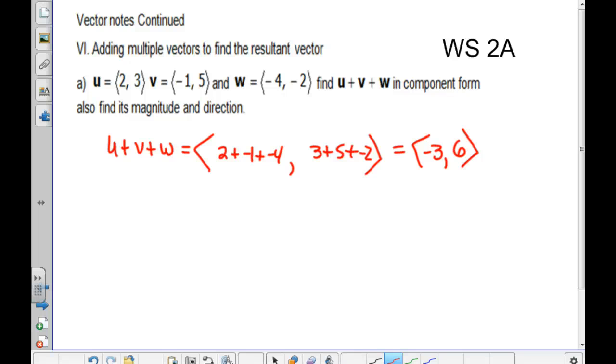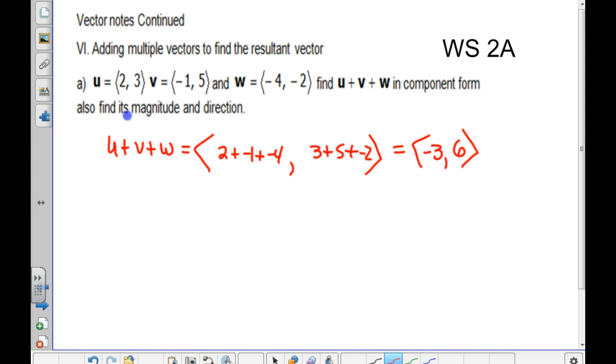All right, this lesson is on adding vectors. We're starting on worksheet 2, side A. The first question says, add vector u plus v plus w. So we just added the x components and the y's, and we got negative 3, 6. This is now vector u plus v plus w in component form. But it says find its magnitude and direction.